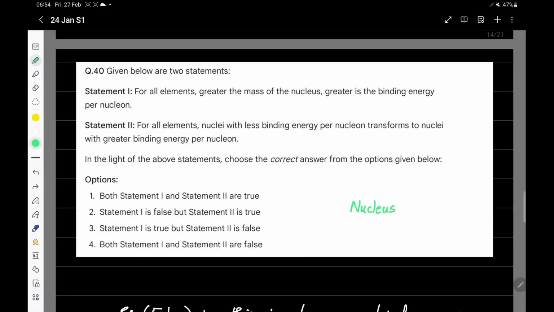Hello students, we are solving a question on Nucleus chapter. This is from 24th January shift 1, JEE Mains 2026. The question has two statements.